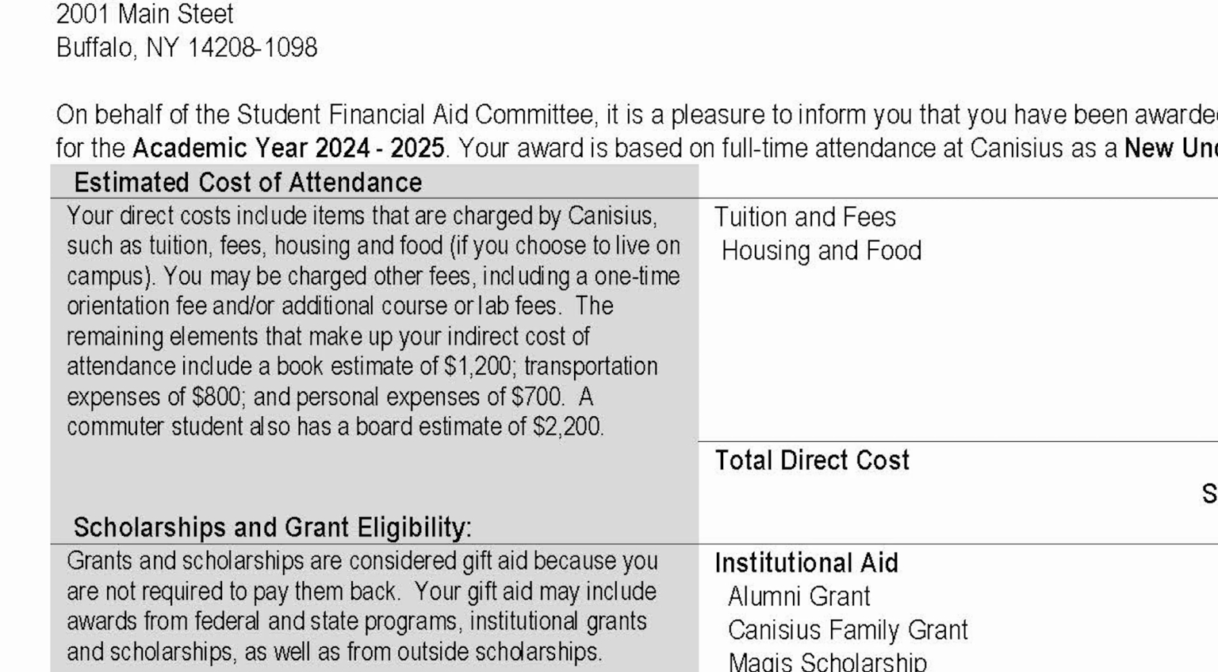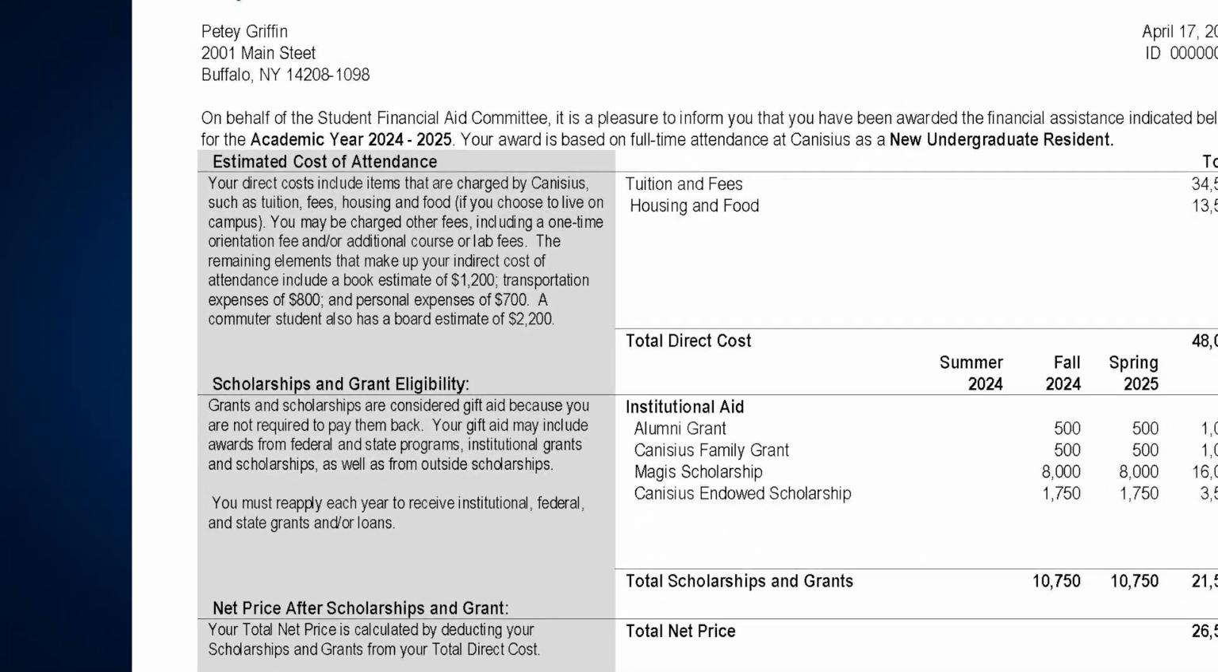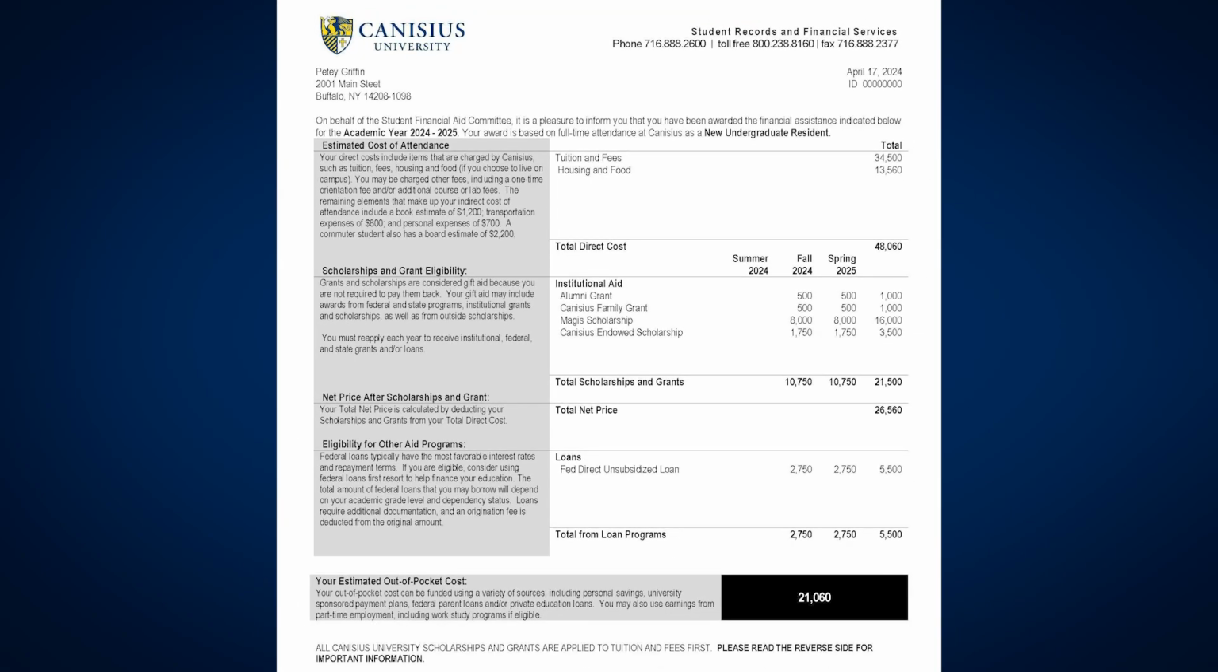Conversely, on the left side, again in the gray box, you will find the remainder of the indirect budget components that make up your comprehensive cost of attendance. So in this example, we estimate $1,200 for books for one academic year, $800 for transportation expenses, $700 for personal expenses, and then just a note there that a commuter who happened to be living off campus would have a board estimate of $2,200. So this is all to say, we do draw a line in the sand, so to speak, with respect to only detailing direct expenses on the right side of the award letter, which is where all the magic happens, so to speak.